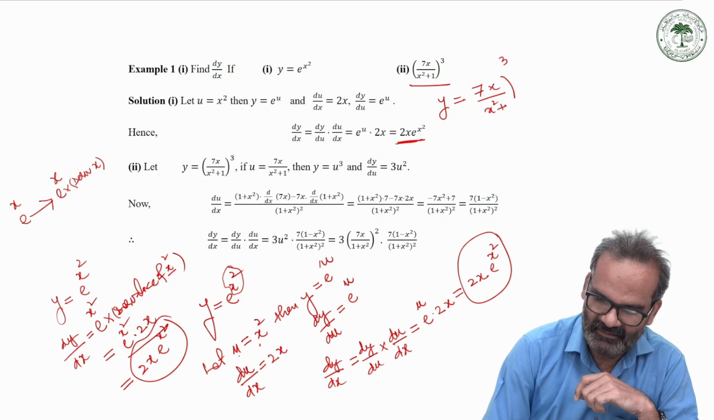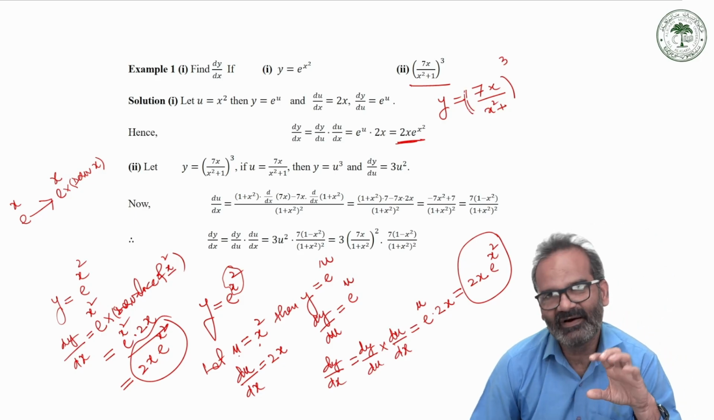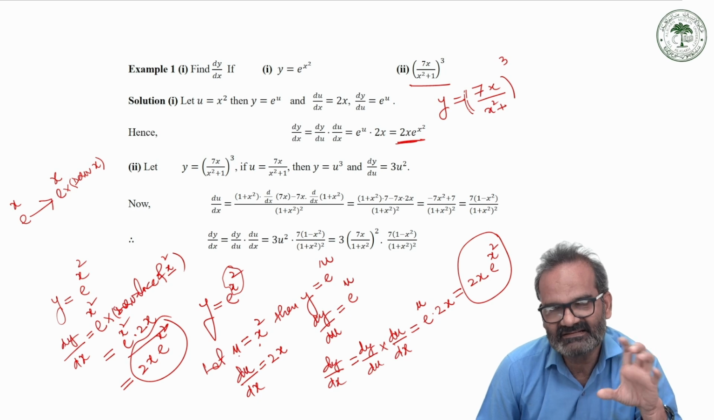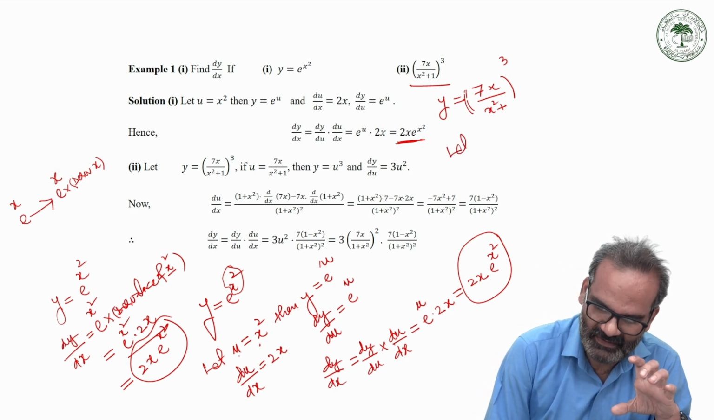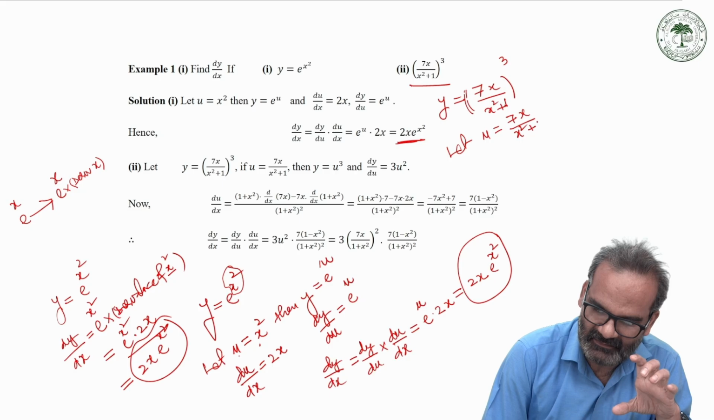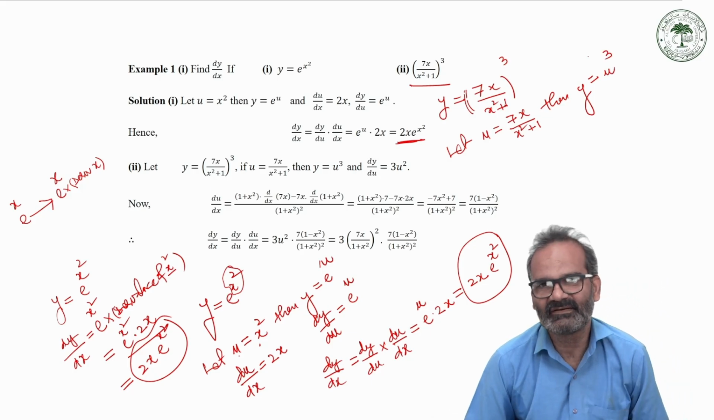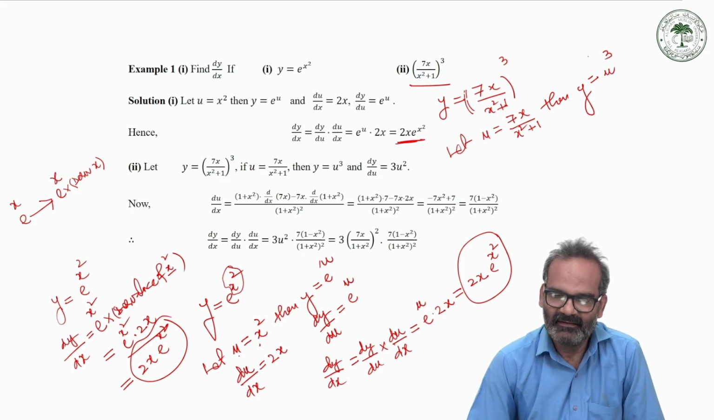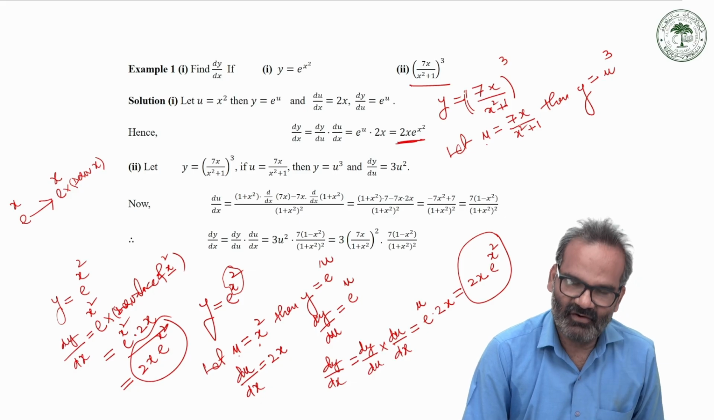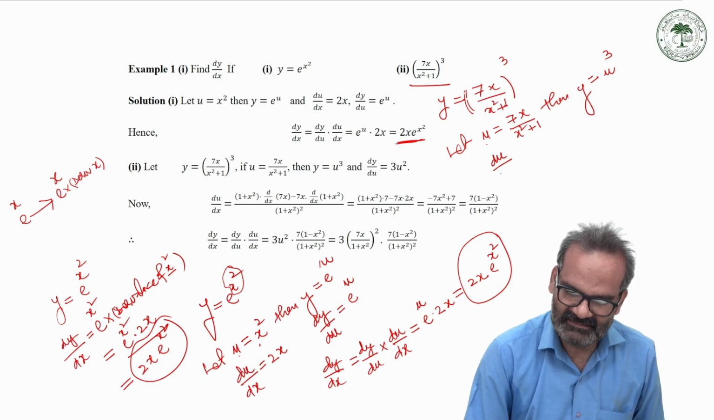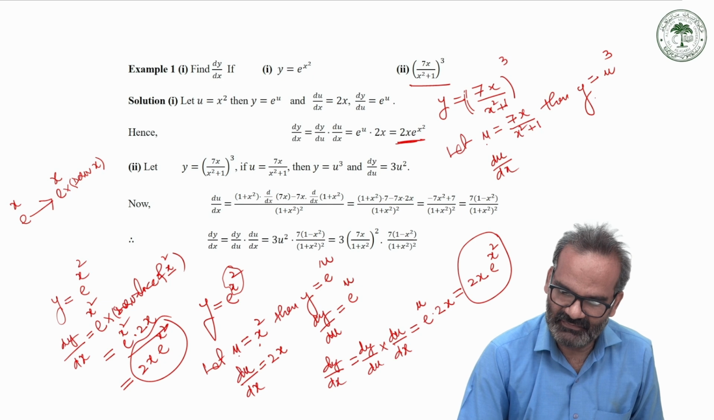So what we will do here, we will insert a new variable, say u, in between x and y. Assume let u is equal to 7x divided by x square plus 1. If this whole is u, then what is the value of y? Then y is u raised to the power 3, right? Now here u is a function of x, so find du over dx, and y is a function of u, so find out dy over du.